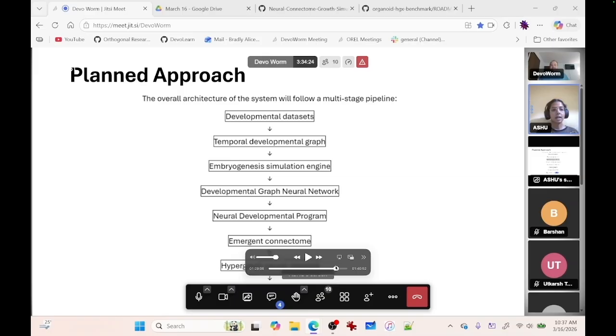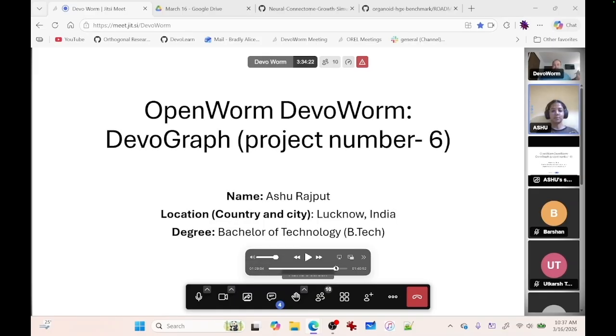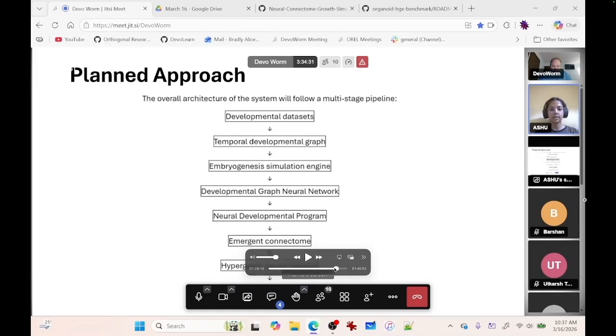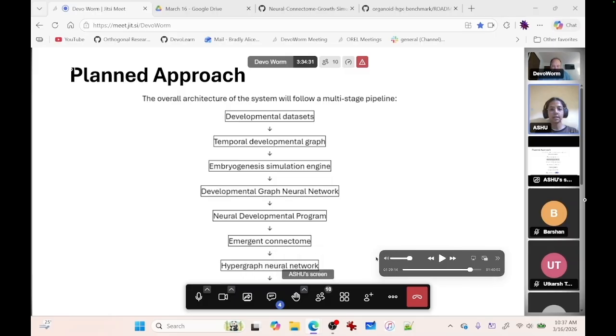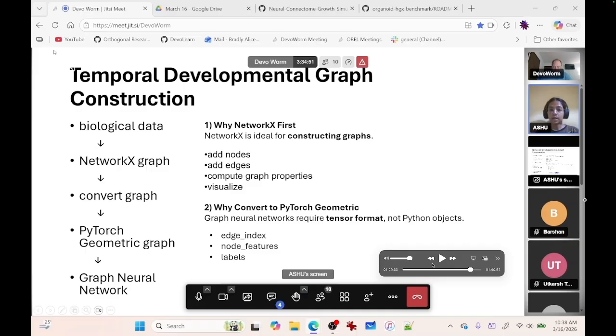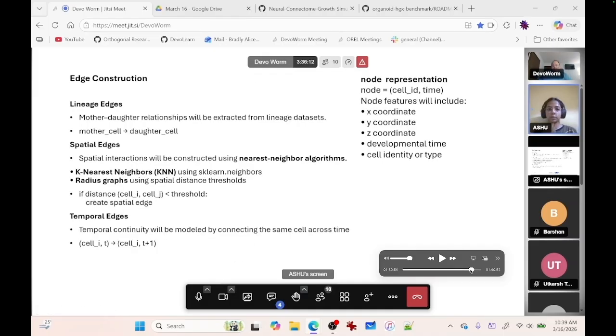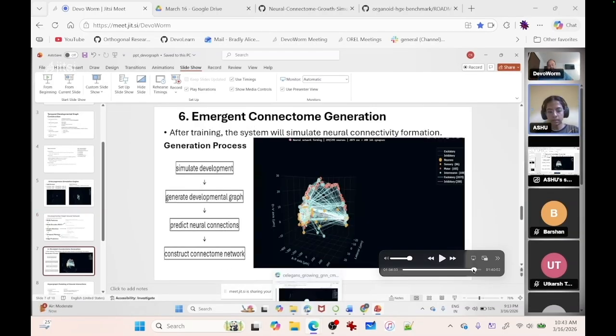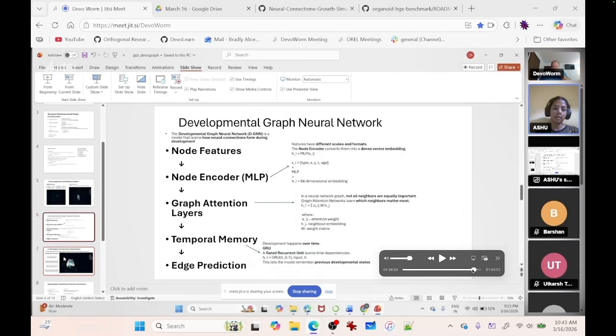Then we also had, I think Barshan, or Ashu actually, who did this work on looking at temporal developmental graphs, building a simulation engine for embryogenesis, building it into a developmental graph neural network, looking at the emergent connectome, and then hypergraph neural networks. And so this is kind of going through building this in NetworkX, in PyTorch Geometric, and those sorts of things. And then this is some of her visualizations, which are interesting.